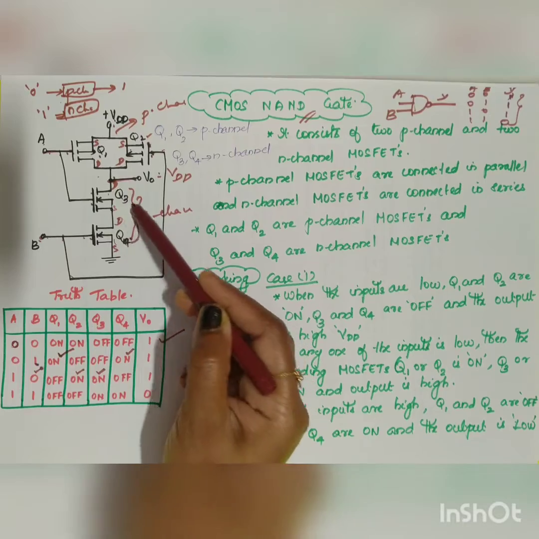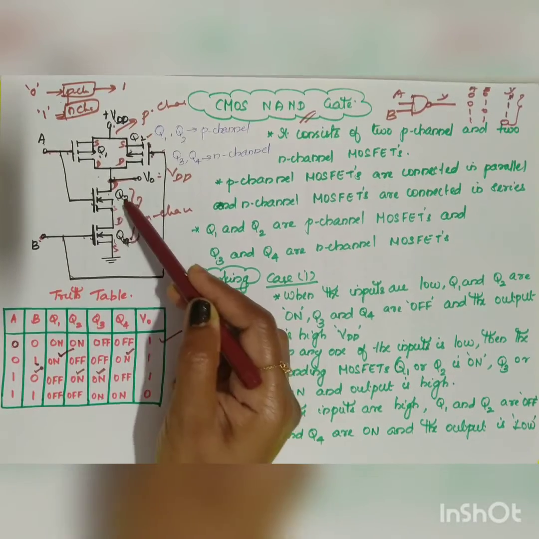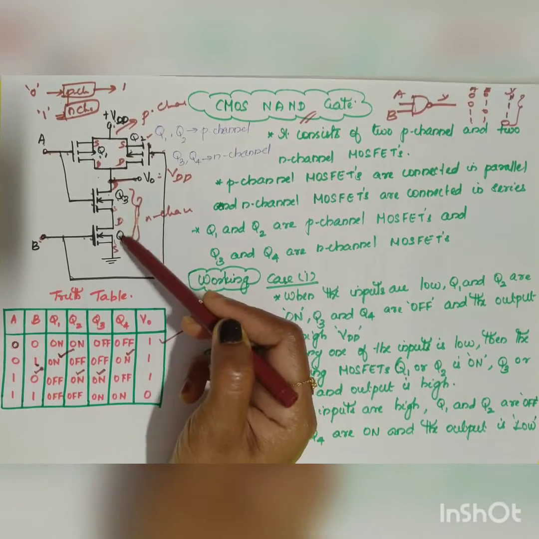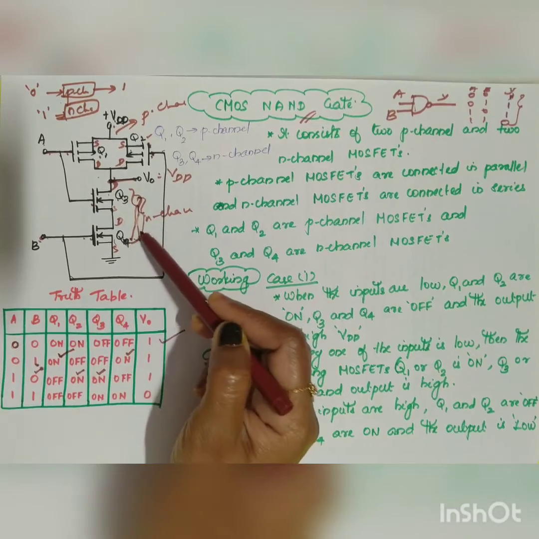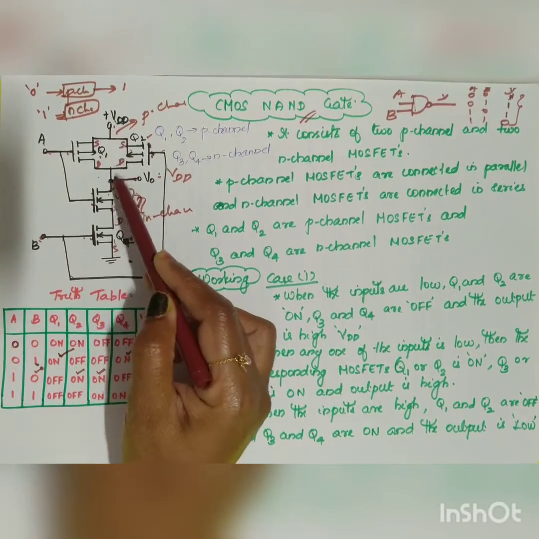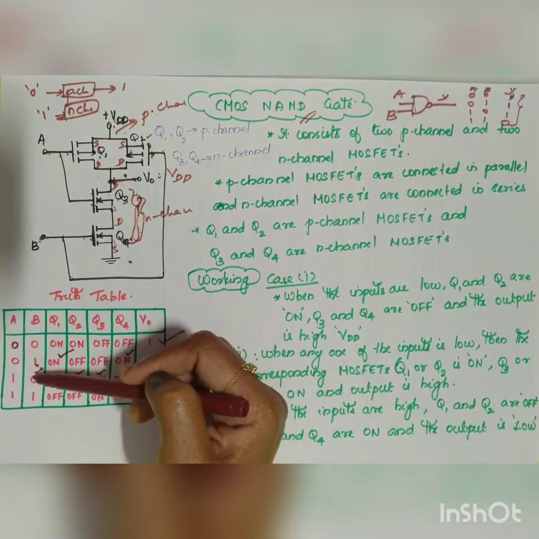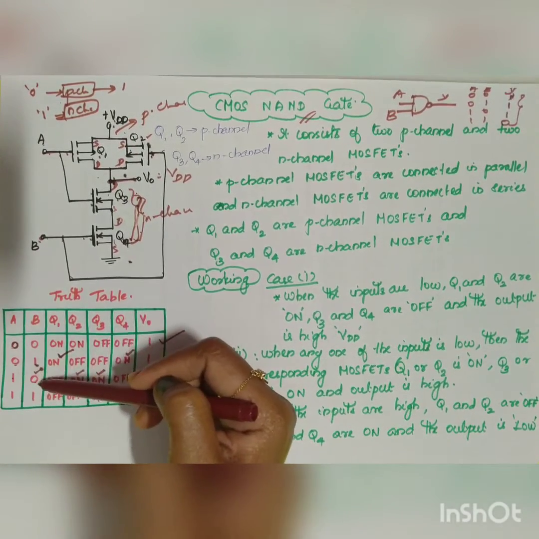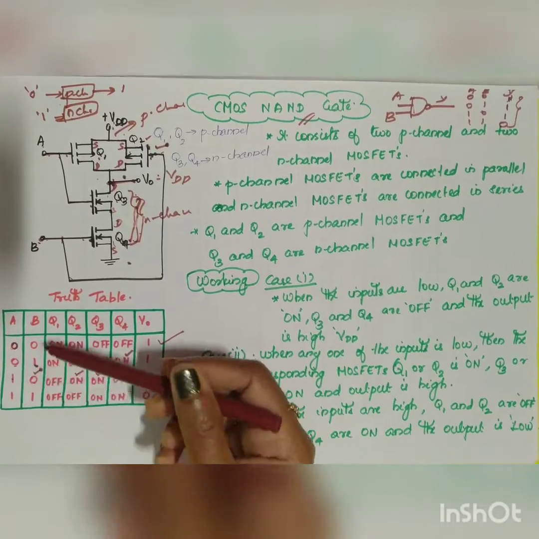In either of the two cases, if any one is in the on condition and one is in the off condition, it acts as an open. It will not connect to the ground. So your output will always be high in either of these cases also, 0, 1 and 1, 0. So now let us take the third case.